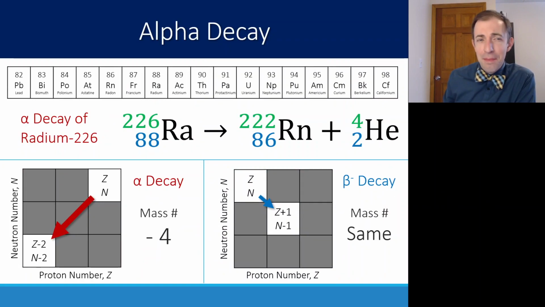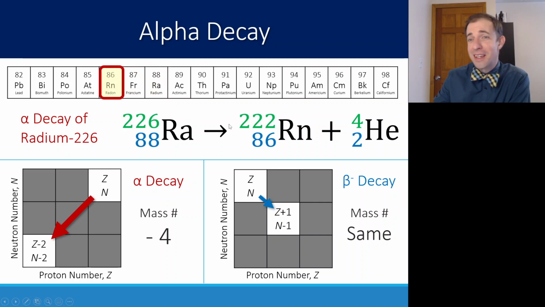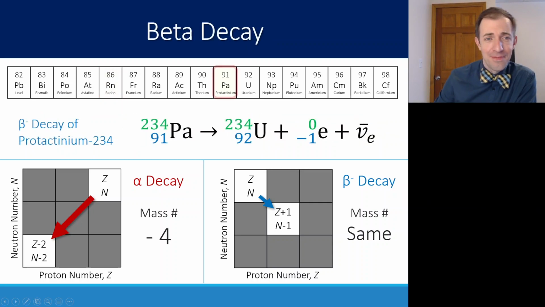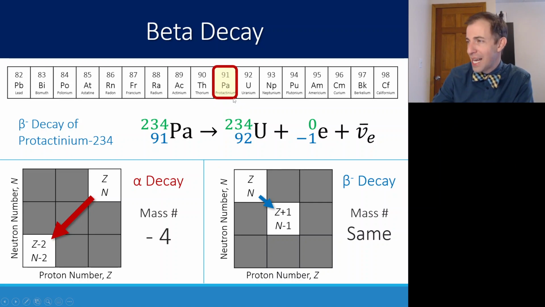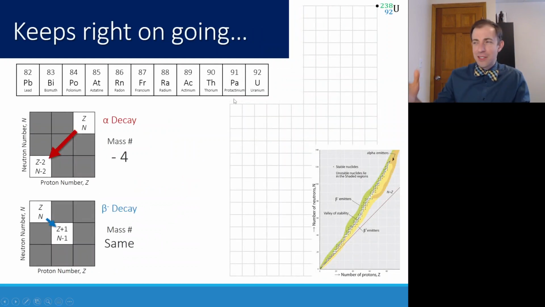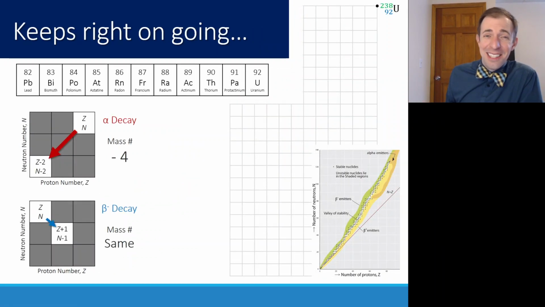So here, an example, alpha decay, we start with radium, and that essentially loses 2 proton numbers in the process. So radium turns into radon. So if we're looking at the periodic table in a line like this, if we started with protactinium, that's number 91, beta negative decay means that we are increasing our proton number. So protactinium becomes uranium.